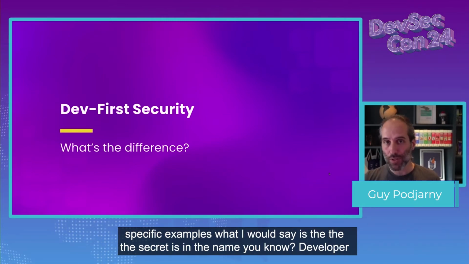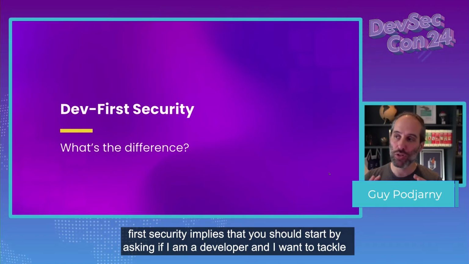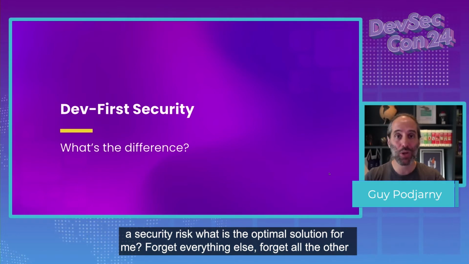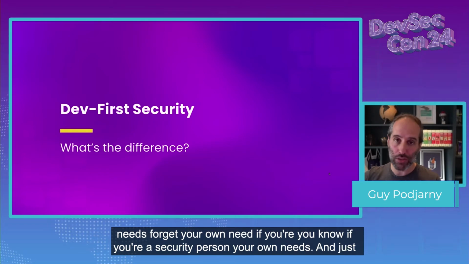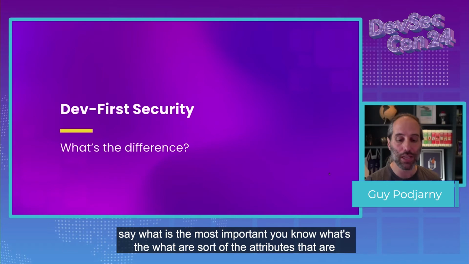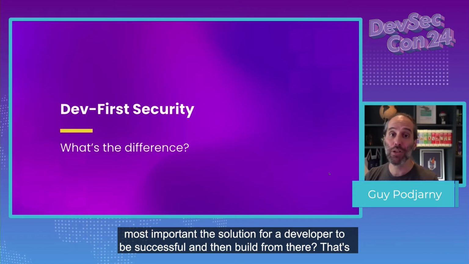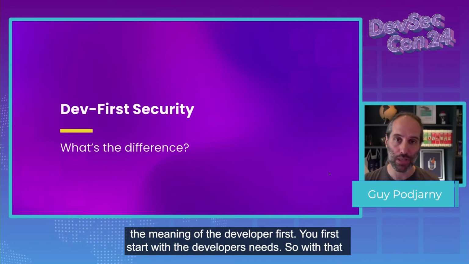Before I dig into specific examples, what I would say is the secret is in the name. Developer first security implies that you should start by asking, if I am a developer and I want to tackle a security risk, what is the optimal solution for me? Forget everything else. Forget all the other needs. Forget your own needs if you're a security person, and just say, what are the attributes that are most important in the solution for a developer to be successful, and then build from there. That's the meaning of developer first. You first start with the developer's needs.